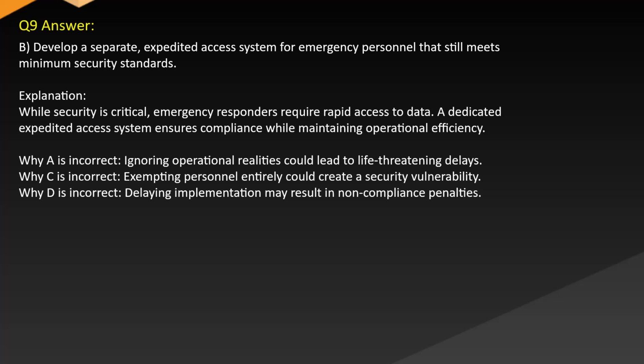Answer: B. Develop a separate expedited access system for emergency personnel that still meets minimum security standards. Explanation: while security is critical, emergency responders require rapid access to data. A dedicated expedited access system ensures compliance while maintaining operational efficiency. Why A is incorrect. Ignoring operational realities could lead to life-threatening delays. Why C is incorrect. Exempting entirely could create a security vulnerability. Why D is incorrect. Delaying implementation may result in non-compliance penalties.